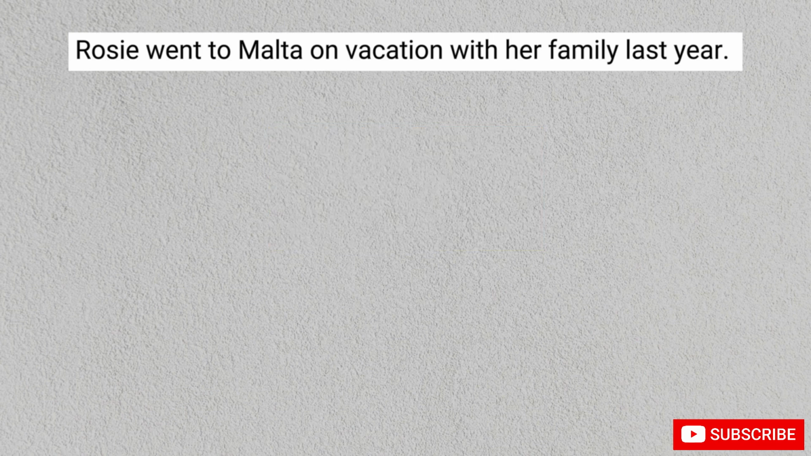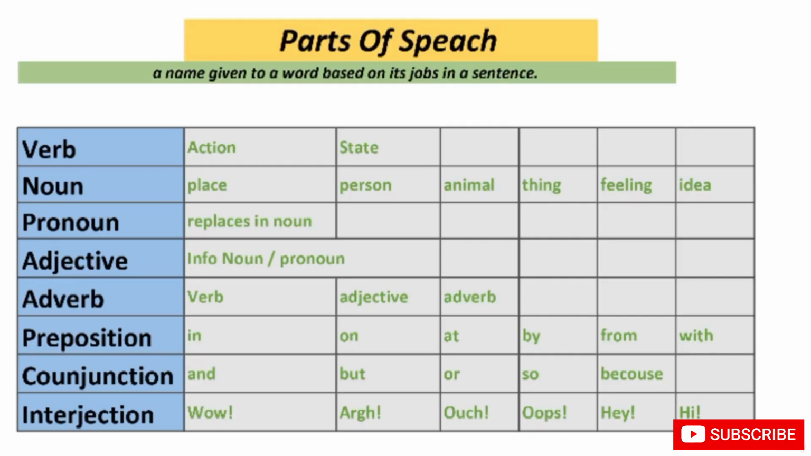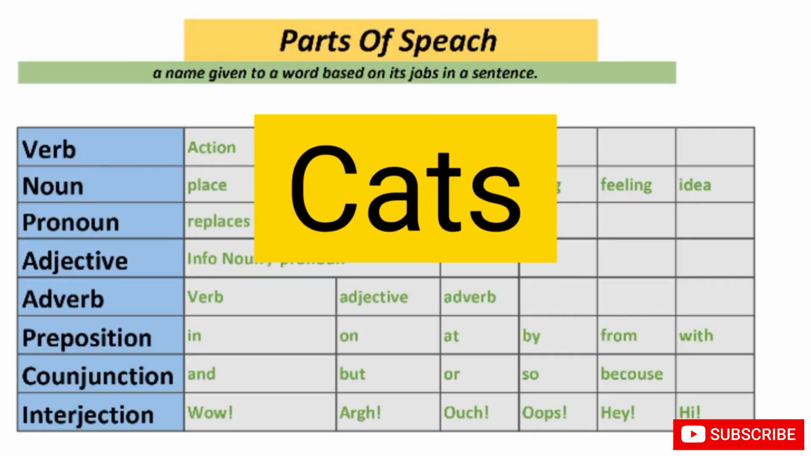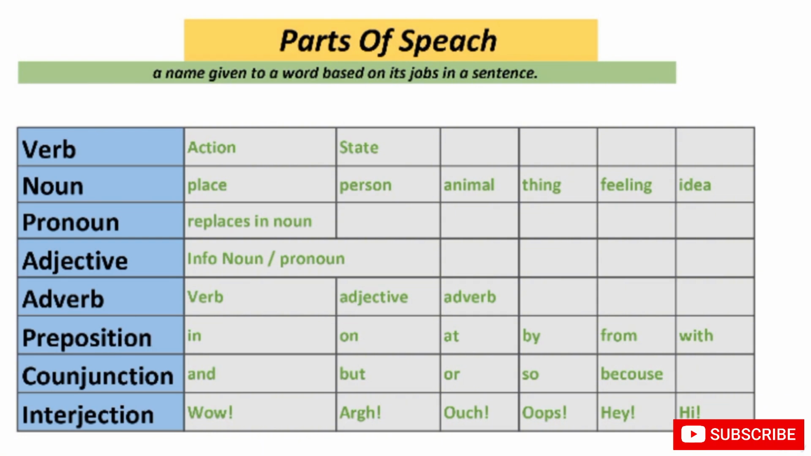Now, of course, nouns can also be animals like dogs or cats, or a noun could be a thing, like watch, pen, t-shirt, etc. Or it could be a feeling, such as love or anger. Those are all nouns. What's a pronoun though? Well, a pronoun is a word that replaces a noun. Replaces means it takes the place of a noun.